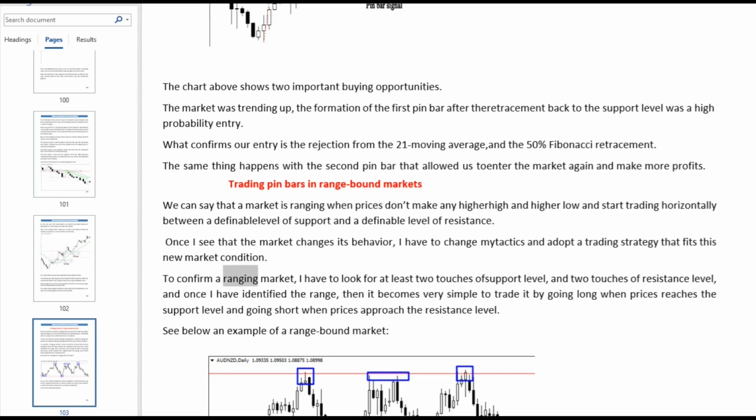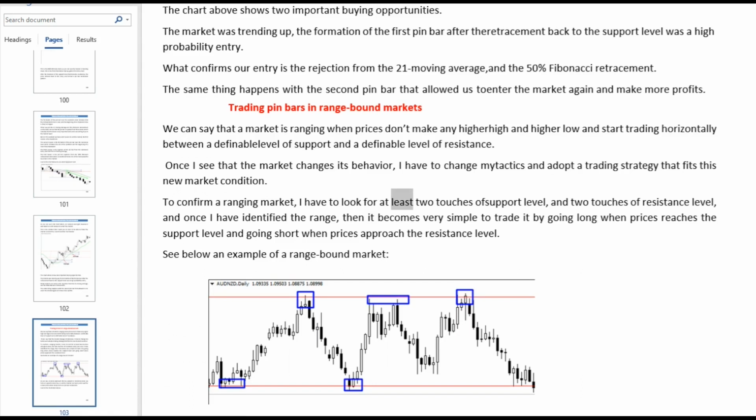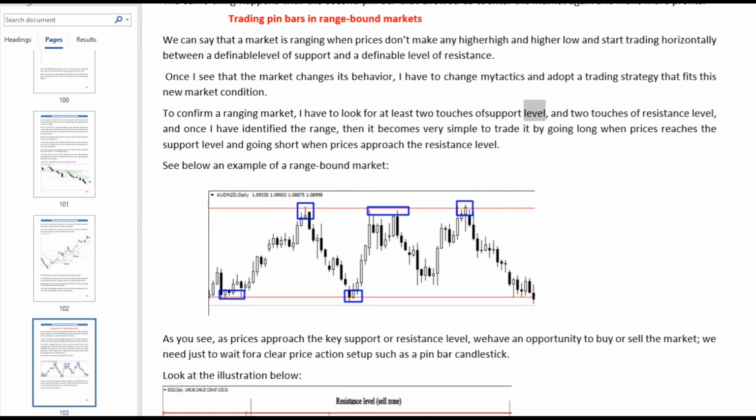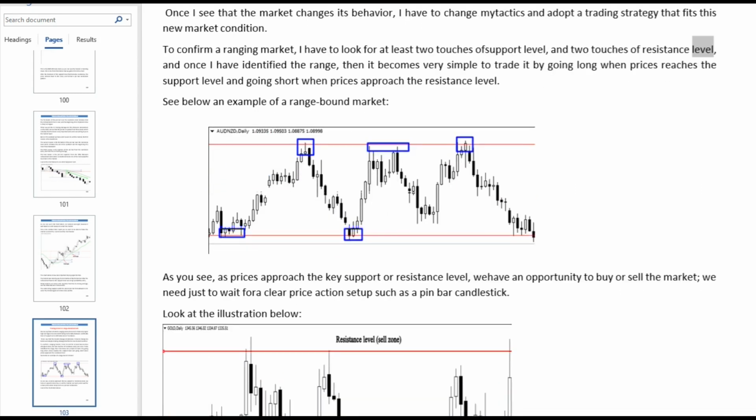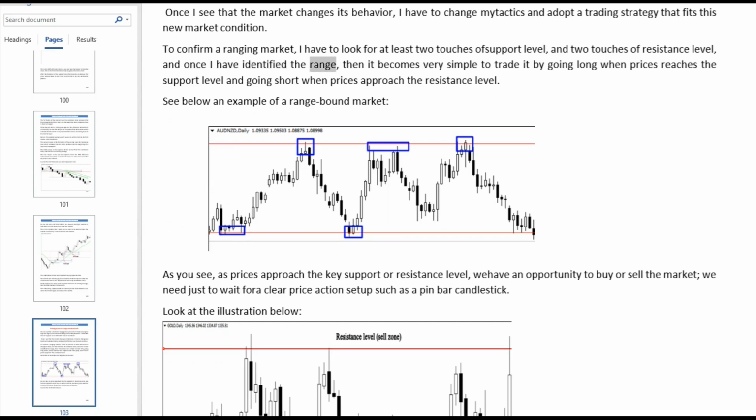To confirm a ranging market, I have to look for at least 2 touches of the support level and 2 touches of the resistance level, and once I have identified the range, it becomes very simple to trade it by going long when prices reach the support level and going short when prices approach the resistance level. See below an example of a range-bound market. As you see, as prices approach the key support or resistance level, we have an opportunity to buy or sell the market.